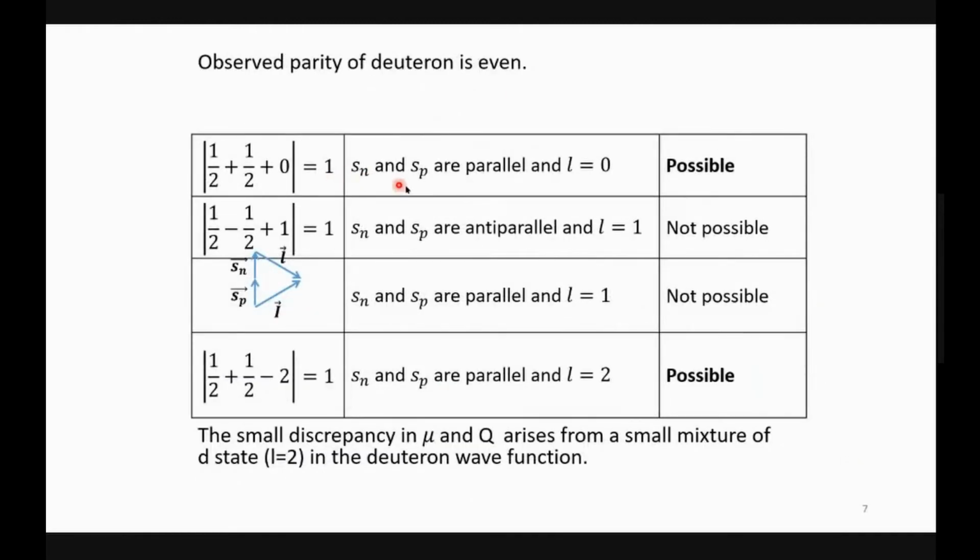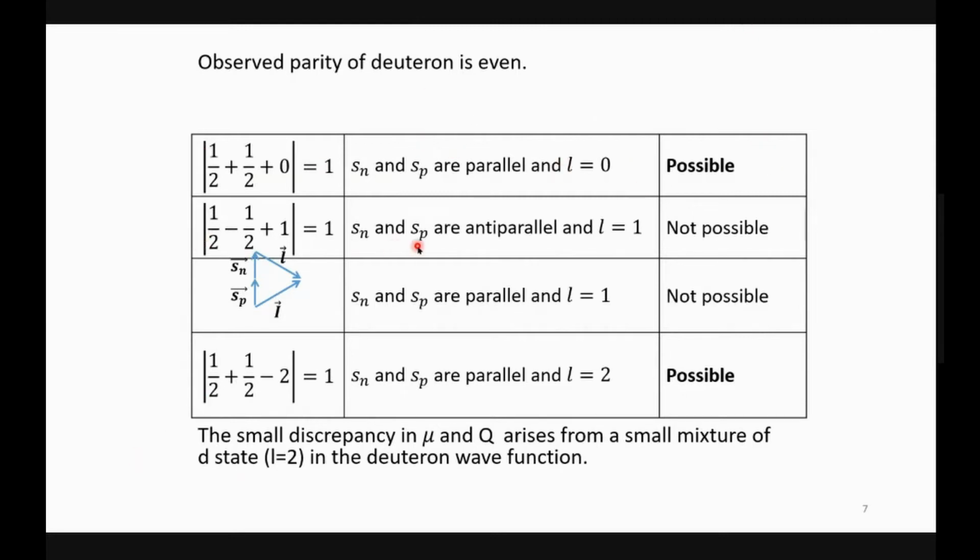The sum of the spins Sn and Sp, if both are up spin, L is equal to 0, with Sn and Sp equal to 1 would make the total spin as 1. And in this case, the parity is also even. L is 0, that means (-1) to the power L. Hence, this possibility is possible.